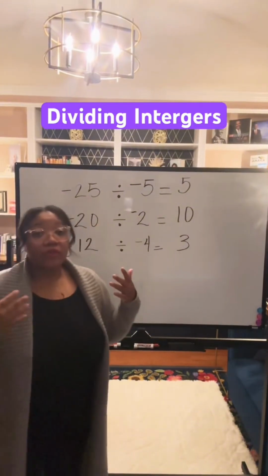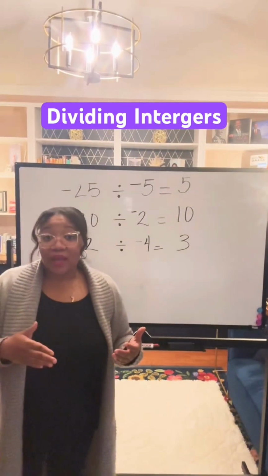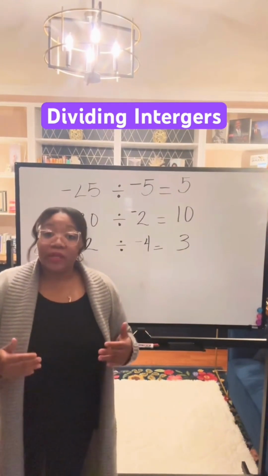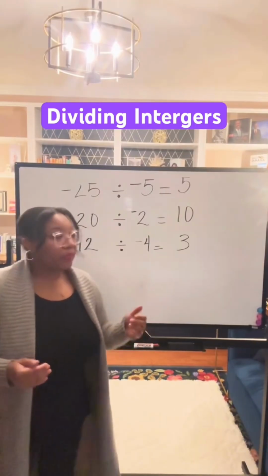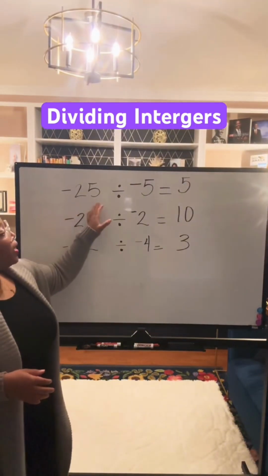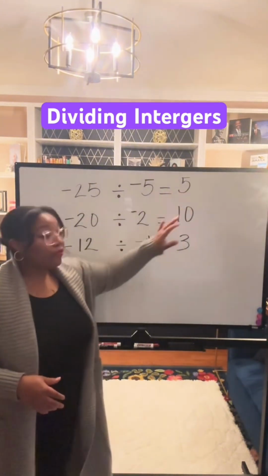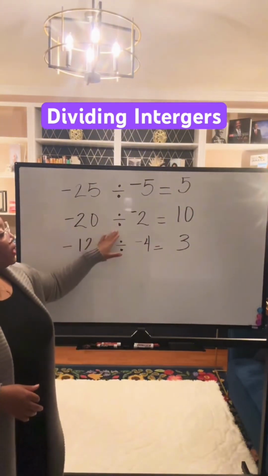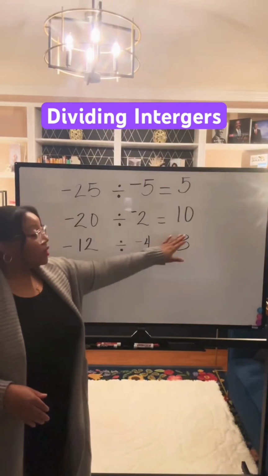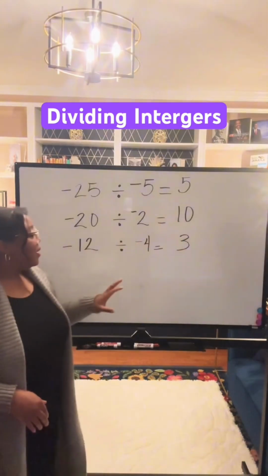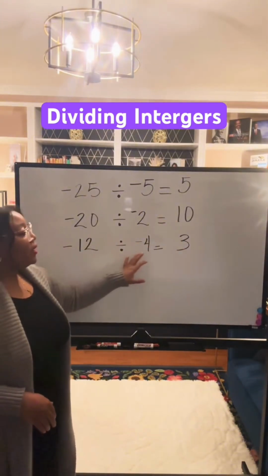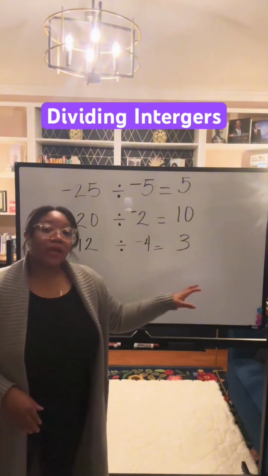Whereas if we have two numbers that have the same sign, the answer will always be positive. So for example, we have negative 25 divided by negative 5. That's going to get us a positive 5. Negative 20 divided by negative 2. That's going to get us a positive 10. And negative 12 divided by negative 4 is going to get us a positive 3.